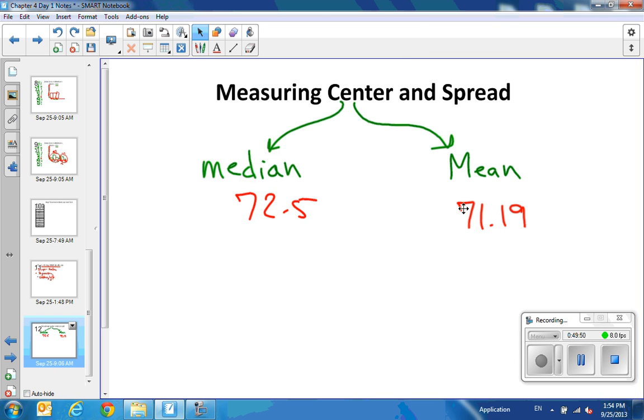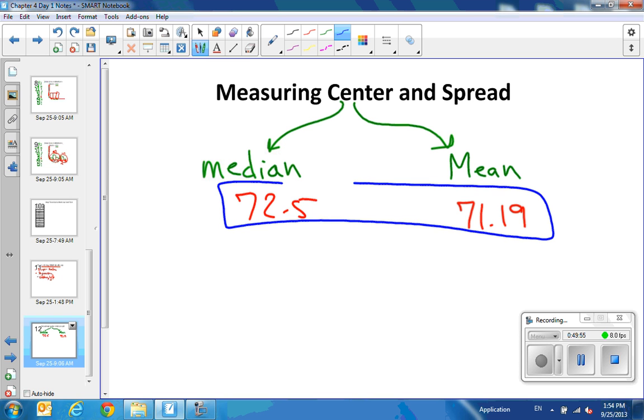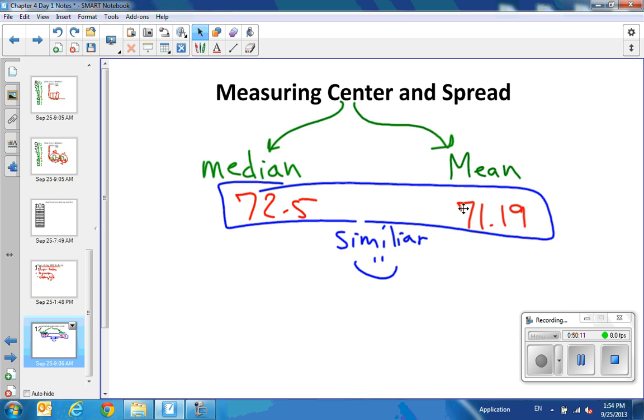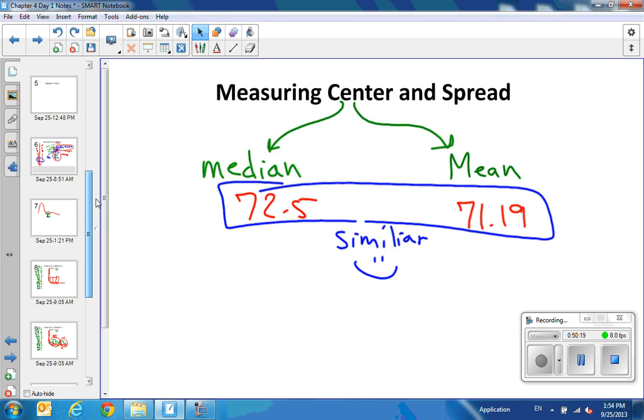72.5. Okay. Now, are these similar? Are they close together? Yes. They're similar, right? Yes. Okay, let's go back here to this one.